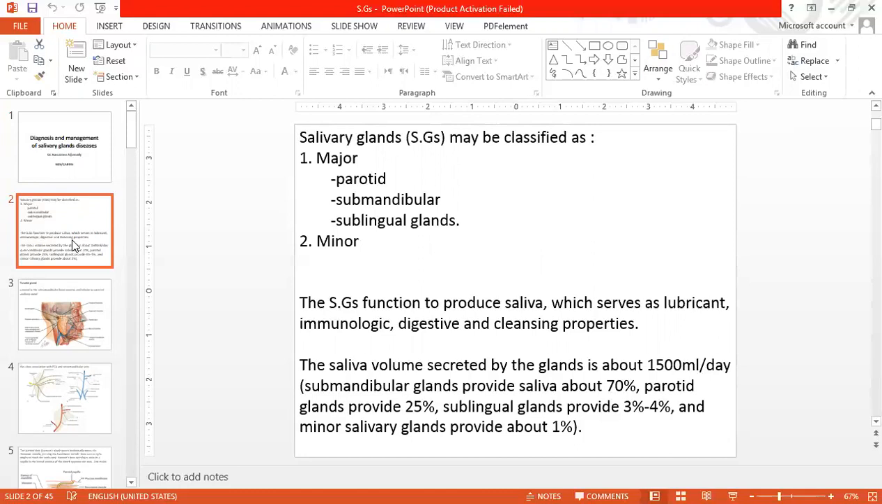Regarding the physiology, we have about 1 to 1.5 liters per day of saliva secretion. Most of this is from the submandibular salivary gland.